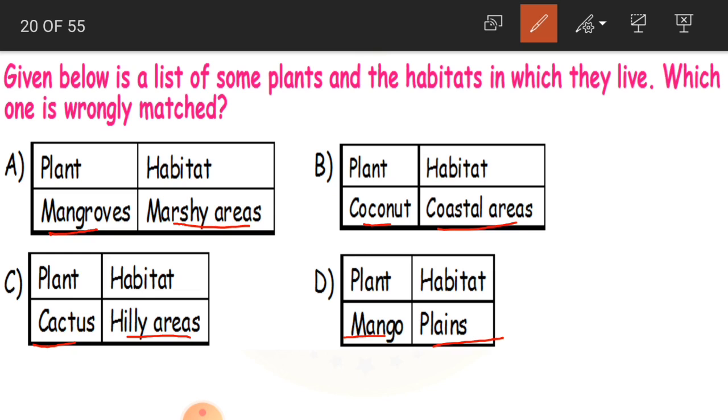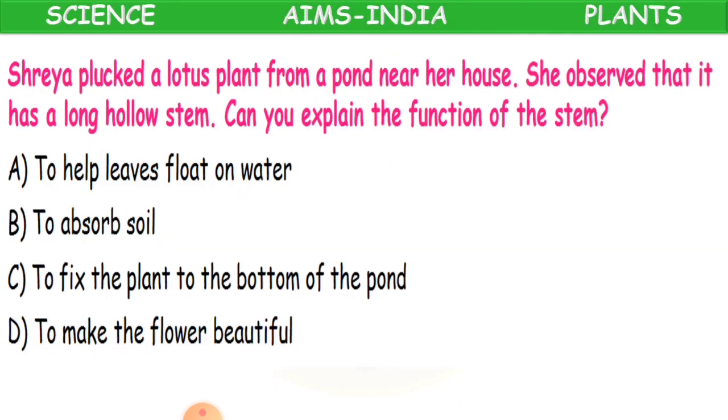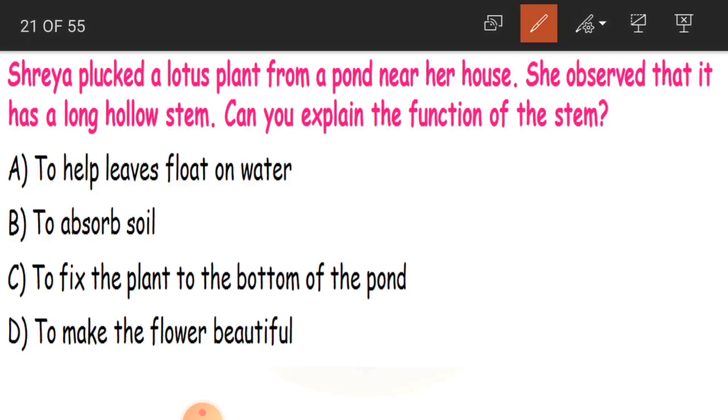Yes, that is C, cactus in hilly areas. Cactus grows in which areas, children? They grow in the desert areas. So that is why C is the correct answer. The third question. Shreya plucked a lotus plant from a pond near her house. She observed that it has a long hollow stem. Can you explain the function of the stem?